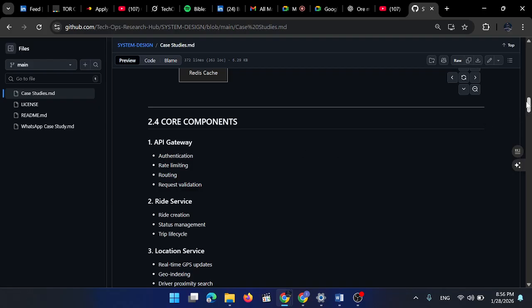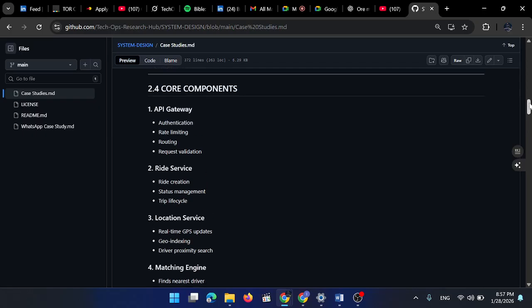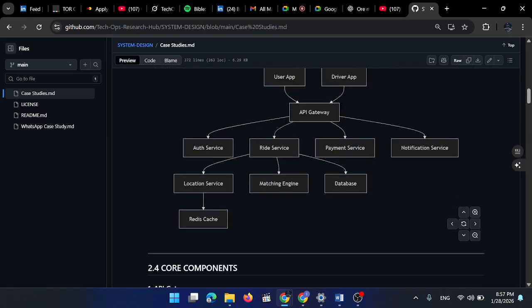Then we have what we call ride service. So ride service, this is where the ride is created, and then the status management takes place. And then there's what you call a trip life cycle. There's the ride creation, there's status management, then there's a trip life cycle. That's what I'm talking about when you come here, to the ride service.